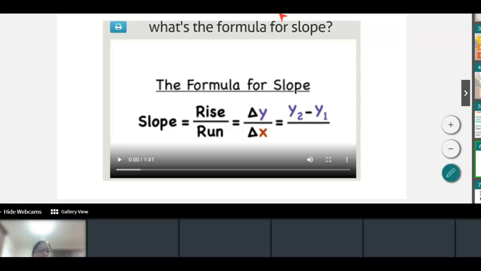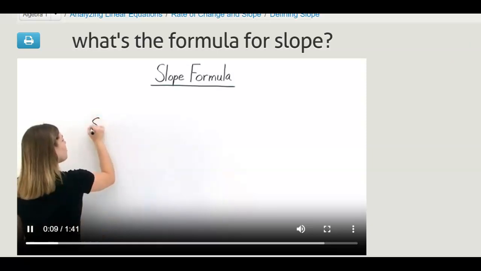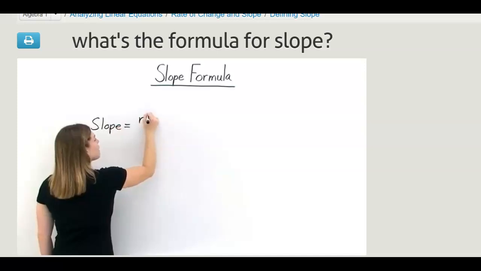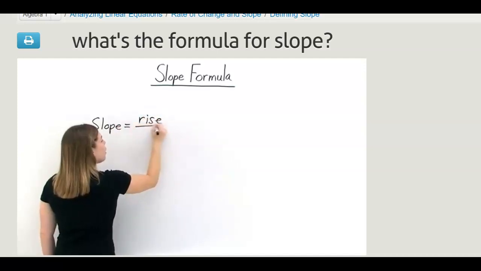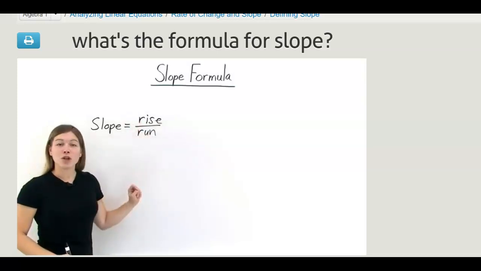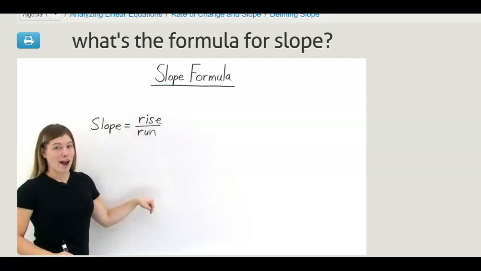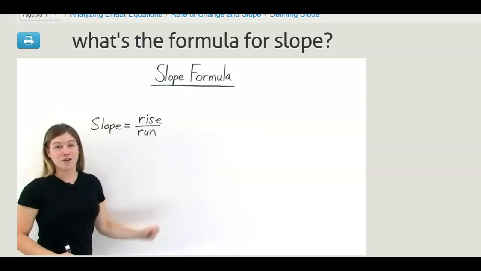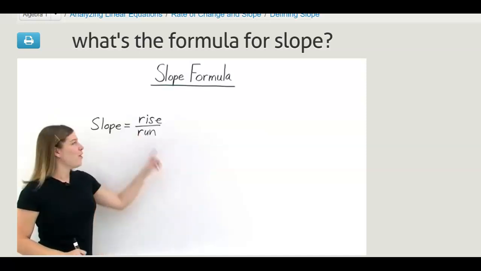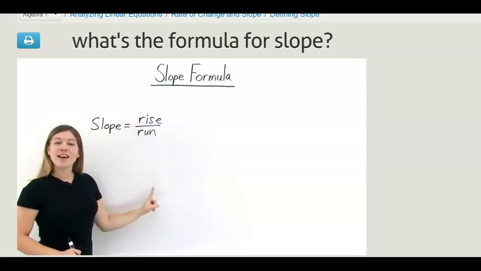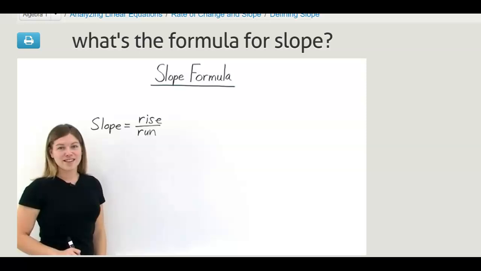Slope is defined as the change in y divided by the change in x. There are multiple formulas for slope, so let's look at them. First, we'll look at rise over run. Rise is how much we move up or down on a graph, and run is how much we move left or right on a graph. In other words, rise is the movement of the y coordinates, and run is the movement of the x coordinates.